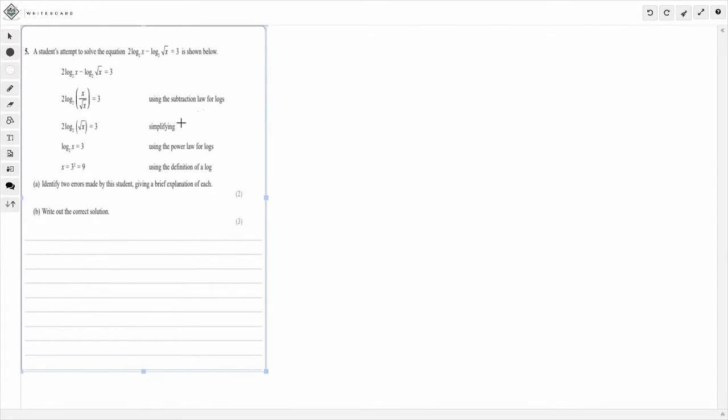And it gives you a few steps of what they're doing. They've used the subtraction law for logs, they've tried simplifying using the power law, and then using the definition of a log. Well, straight away we can see an error at this point here. What they've tried to do is the subtraction law for logs here. Now, this would have been fine, but they've not dealt with the 2 here.